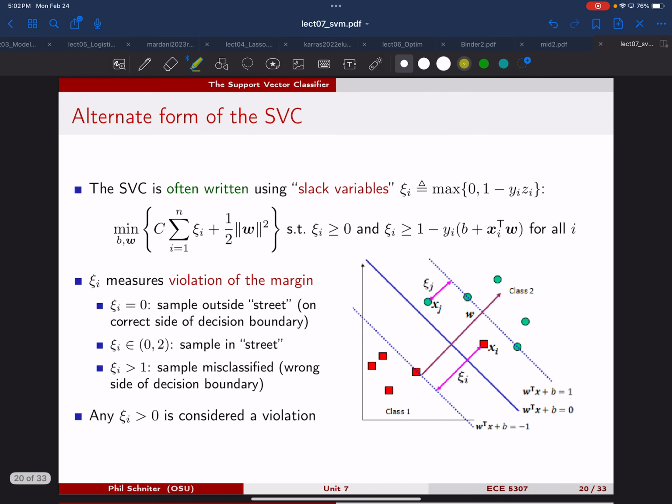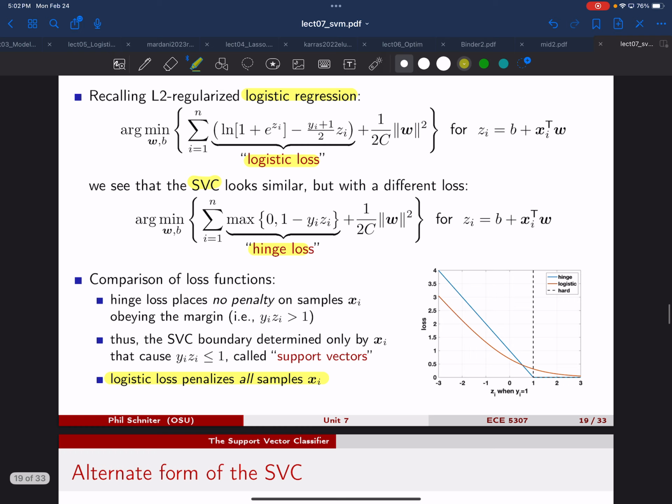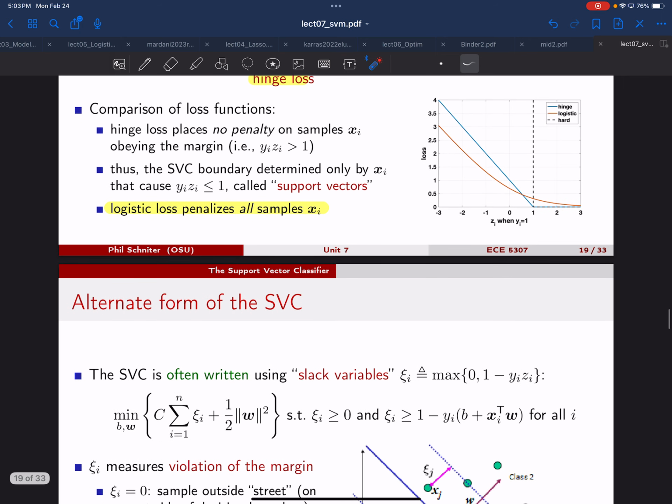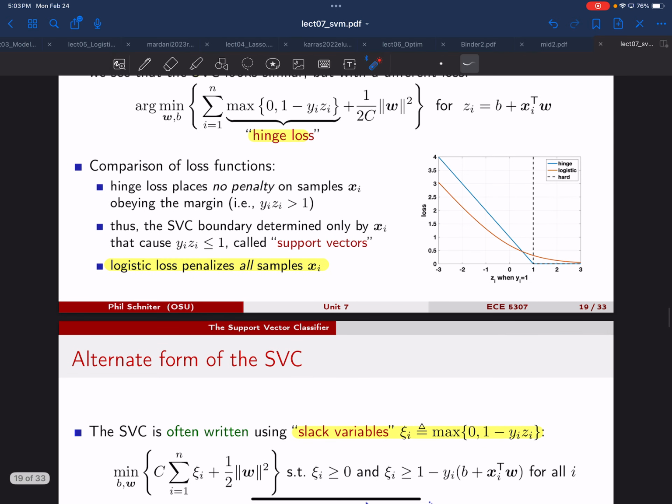So sometimes when you read about the SVC, it's written in a different way than this is written here. Essentially what they do is they just define a variable for this. And that thing is called the slack variable. So all they're doing is replacing this with these xi i's. So they've just replaced this part with xi i. And they actually have the C over there in this case, but it's not a big deal.